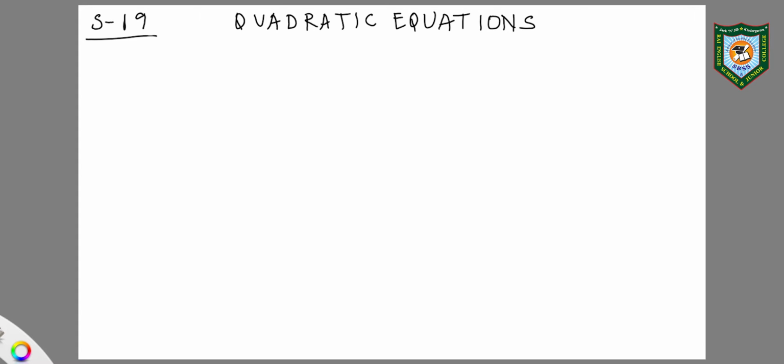So here I have an example from page number 51. The example states a train travels 360 kilometers with uniform speed. That means there is a train, this is point A, this is point B, and this distance AB is 360 kilometers. The speed of the train is increased by 5 kilometers per hour. It takes 48 minutes less to cover the same distance.